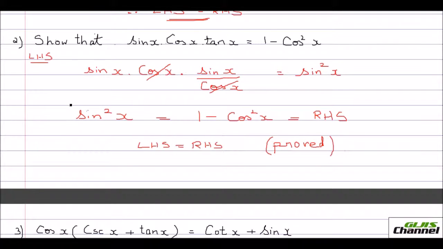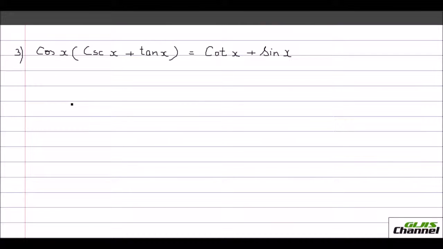Easy, right? Good. Next, the third one, it says cos x times cosecant x plus tan x is equal to cot x plus sin x, right? So as usual, I would start from my left hand side. So I just write the cos x. I would distribute it. Okay, I'm going to use the distribution theorem. Like I'm going to multiply the cos x with cosecant x as well as tan x, because the cos x is common to both the terms within the parentheses.